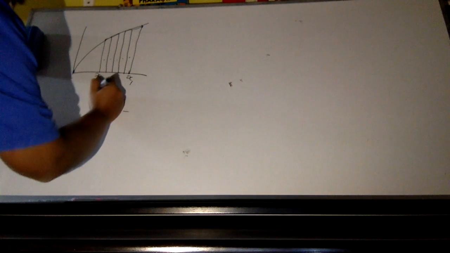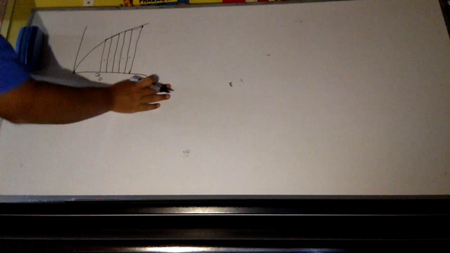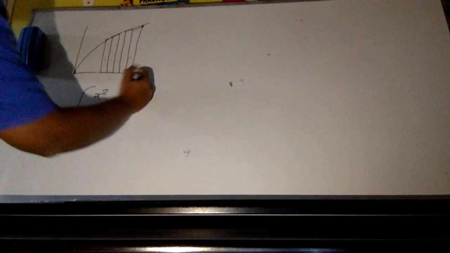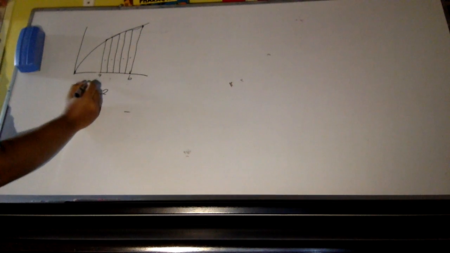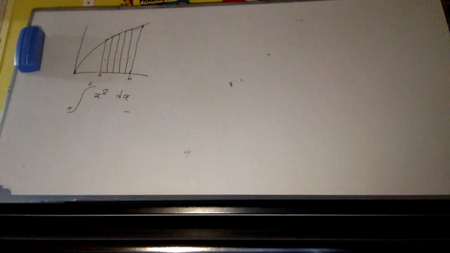So you have your x1 and your x0. So let's say the formula of the curve or the equation is x squared. They want you to integrate it in terms of, let's change x1 and x0 to b and a. So you put b on top here and a at the bottom in terms of dx. So you want to integrate this.